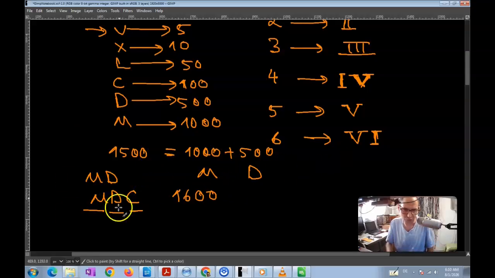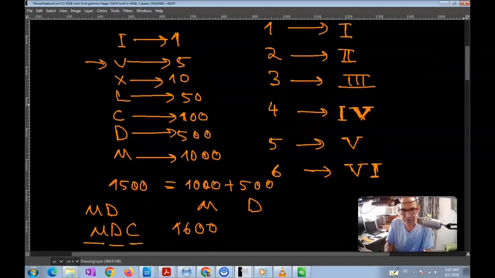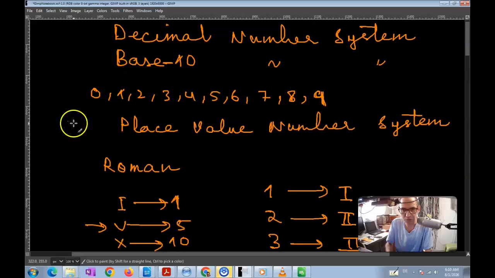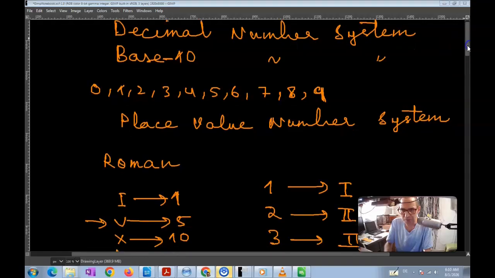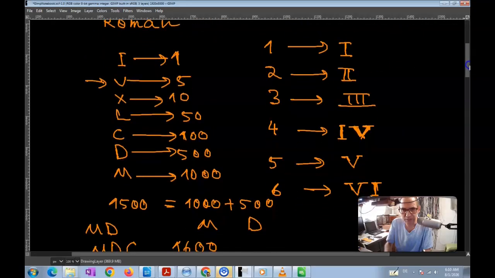Now I'm not trying to teach you how to write down these numbers right now. What I'm trying to say is that this system has a couple of characters like this, and we get a couple of characters over here in the decimal number system. There is not much difference there.